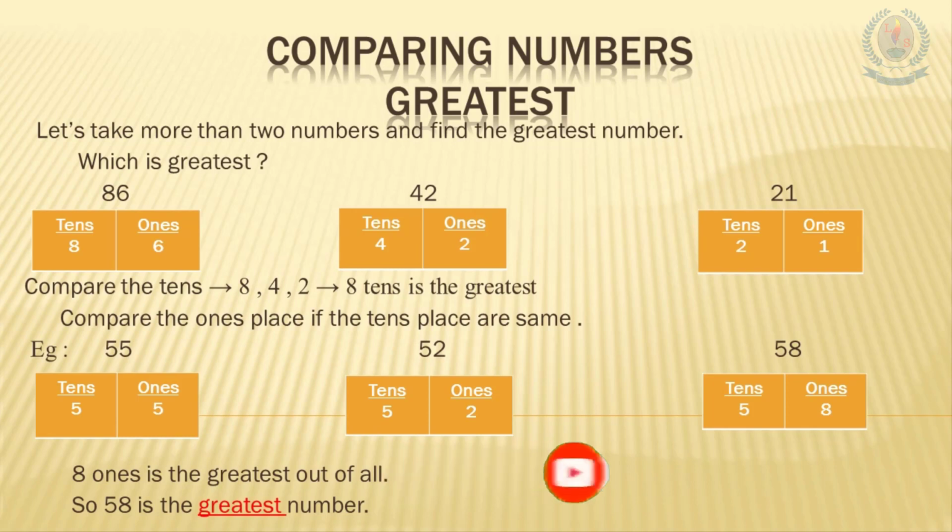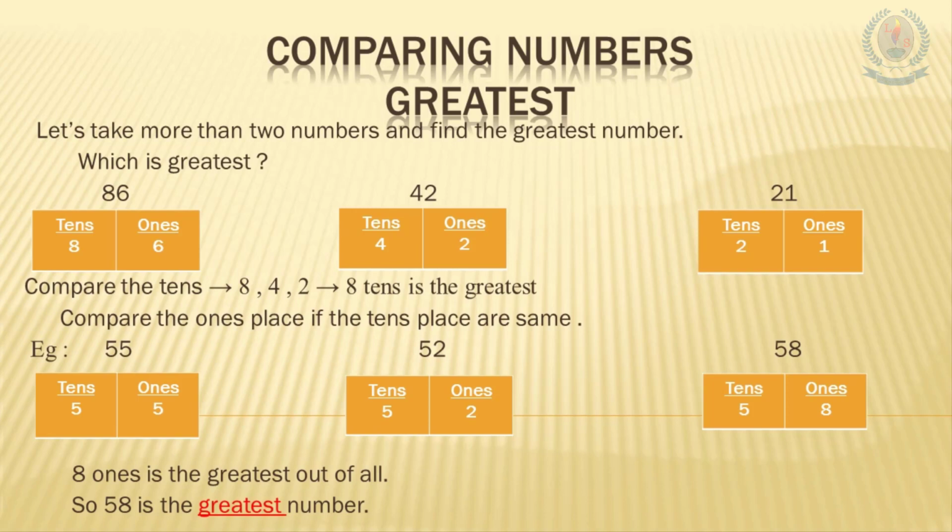42, 21. Let's compare the tens. In 86, you can see there are 8 tens. In 42, there are 4 tens. In 21, there are 2 tens. So among them, 8 tens is the greatest.